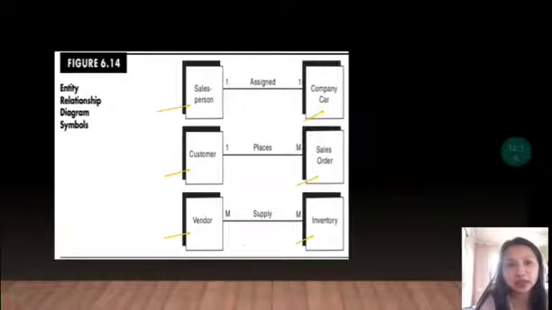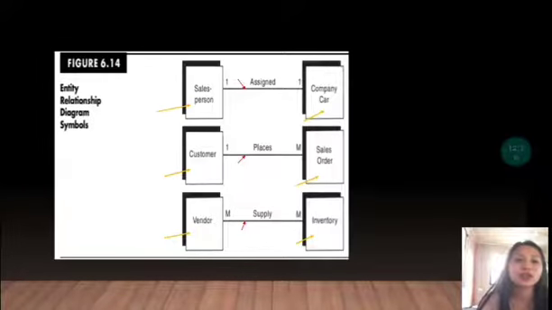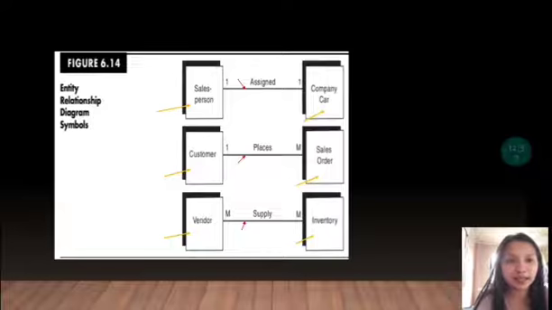Next would be the connecting line, the label on the connecting line, which represents the nature of the relationship between the two entities. So there are assigned, places, and supplies. So salesperson, assigned company car. Customer, the relationship between customer and the sales order is the places. And for the vendor and inventory, the relationship is the supply.